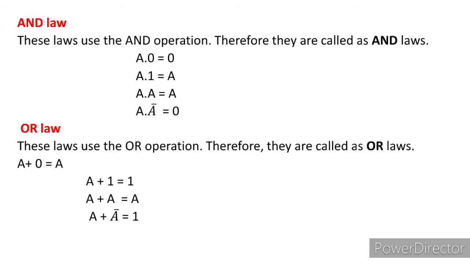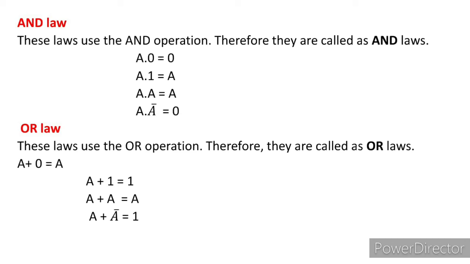AND law. These laws use the AND operation, that is a multiplication operation. Therefore, they are called AND laws. A dot 0 is equal to 0. A dot 1 is equal to A. A dot A bar is equal to 0. It means if anything is off, the output will be off. If you multiply by 0, you get 0. A bar is the inverting system: A is 1, A bar will be 0, and 0 multiplied by A gives you 0.